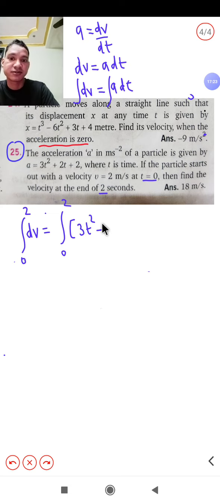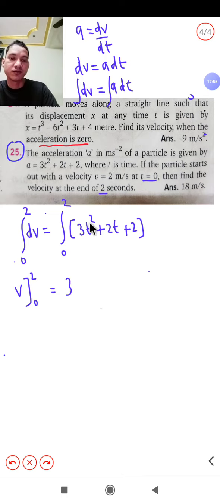3t square plus 2t plus 2. Alright, so here on this side it will be velocity. Now 0 to 2 means initial velocity, final velocity. Alright, so wait a second, I'll not put 0 and v2 here yet. Wait just a second. Let me solve this part first.